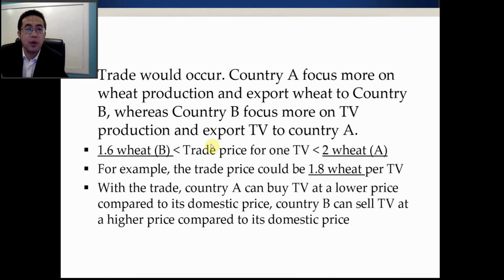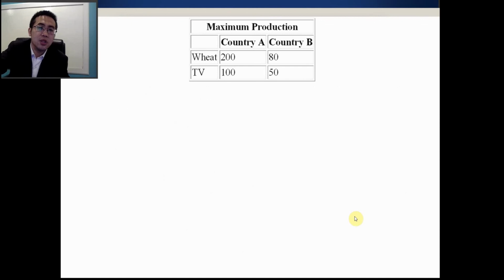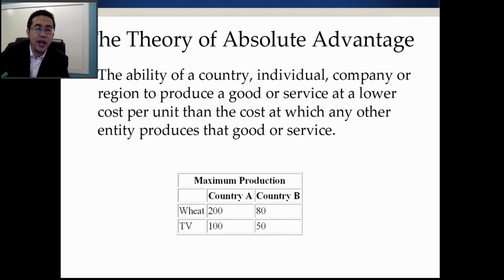Okay, so the trade price would be in the middle of the two opportunity costs, between 1.6 and 2 wheat per TV. 1.8 wheat per TV would be a good price. So that's how the trade would happen. So what's the lesson here? What's the point? You see, country A is better than B in both products.